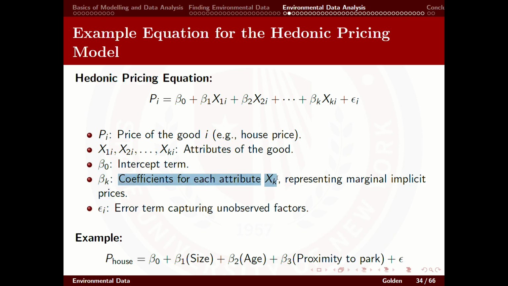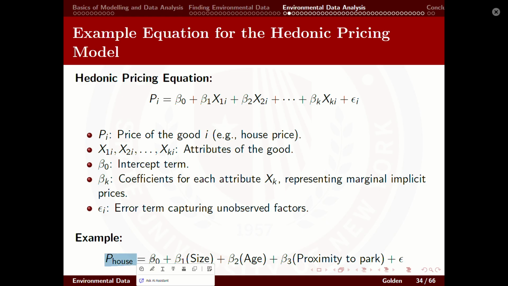So the coefficients for each attribute xk represent marginal implicit prices. This is how much individuals value this. And the neat thing about these is they are in dollars. So this is how much in dollars people value air quality. So it allows you to put a dollar value on an environmental factor.